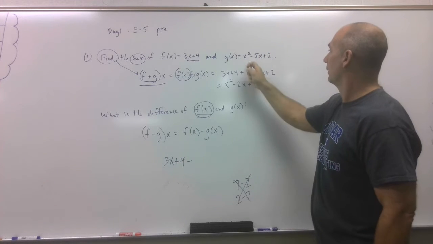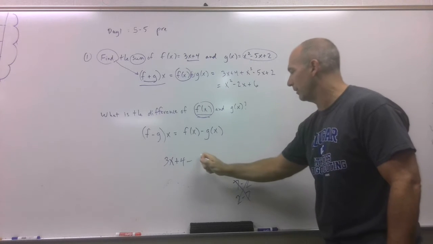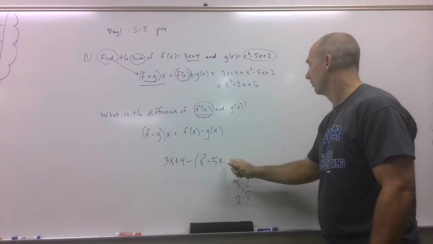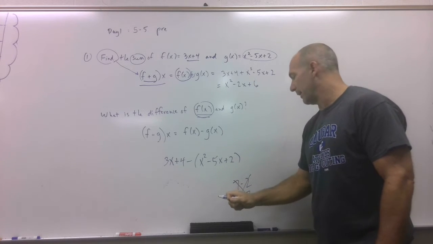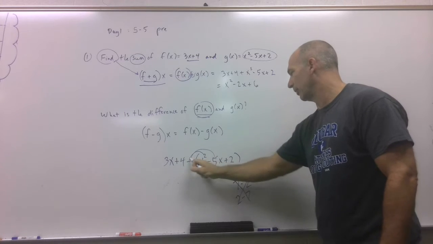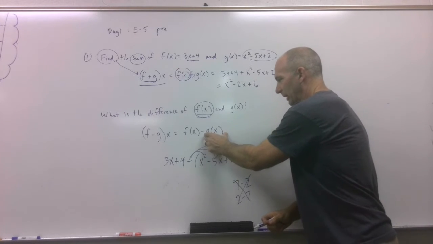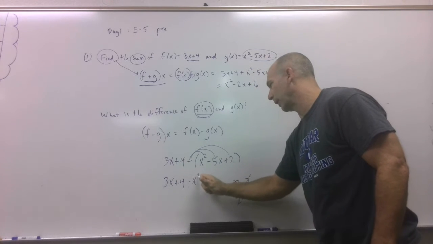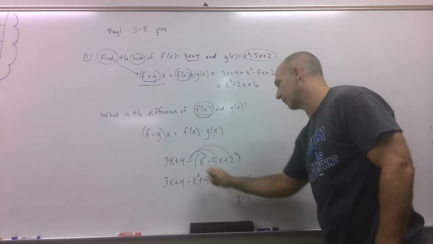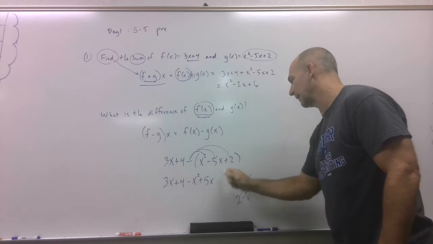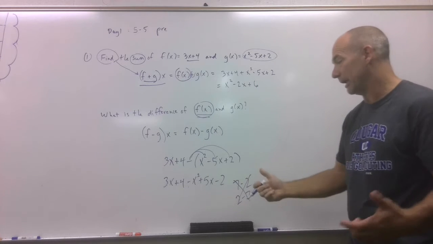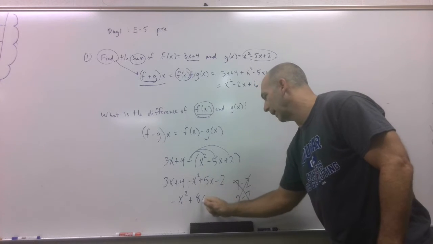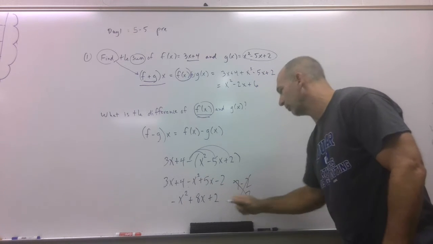Now here's the key. This is g. If we want to subtract all of it, we better insert our own parentheses. Minus 5x plus 2. And then we need to distribute this negative to everything because we got to subtract all of g. So 3x plus 4 minus x squared plus 5x, because the negative times a negative is positive, and then that negative hits the 2, so it's negative 2. Now I got to look for like terms here. Negative x squared, 3x and 5x is 8x, 4 minus 2 is 2.